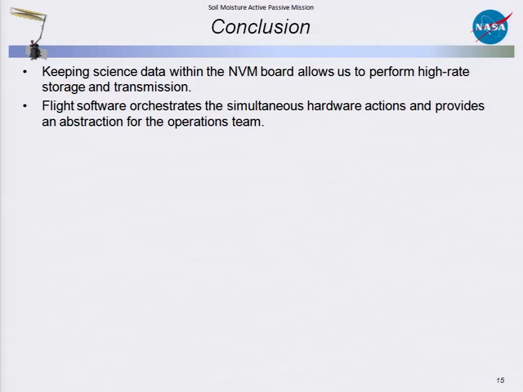And so you could see the interplay between flight software and hardware, with flight software orchestrating the hardware actions. And then on top of that, providing this abstraction for the ground that's essentially a big NVM FIFO that won't overwrite old data. And that hides away all the details about what the hardware is doing behind the curtains.